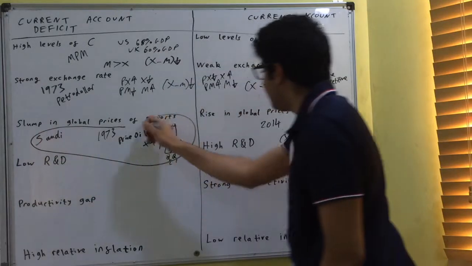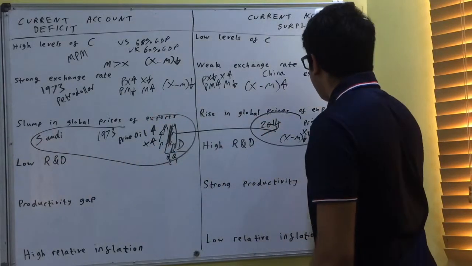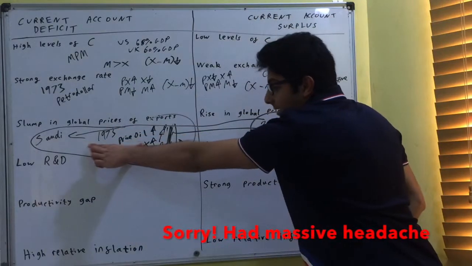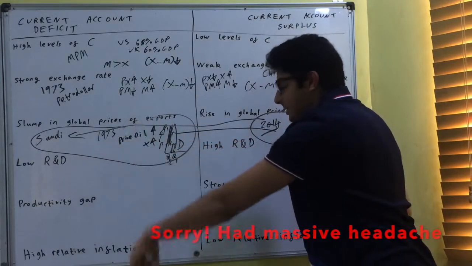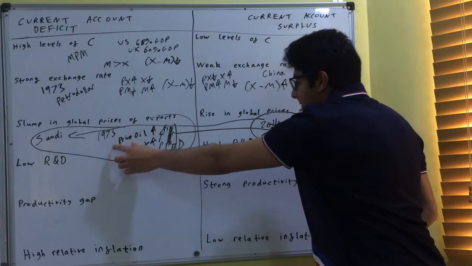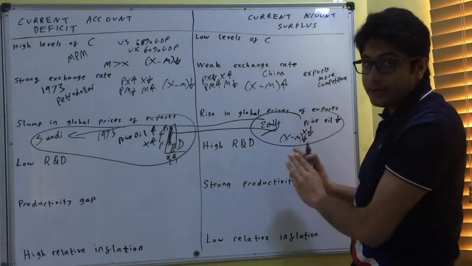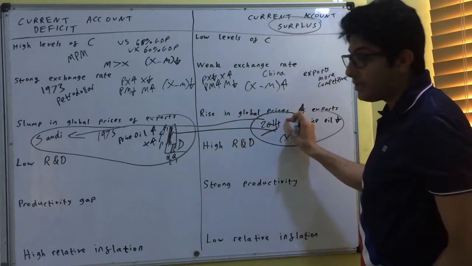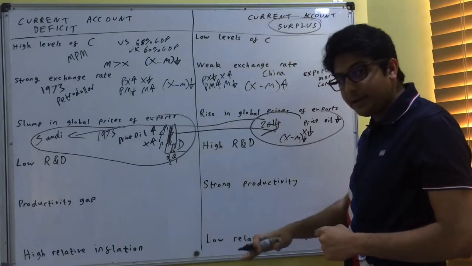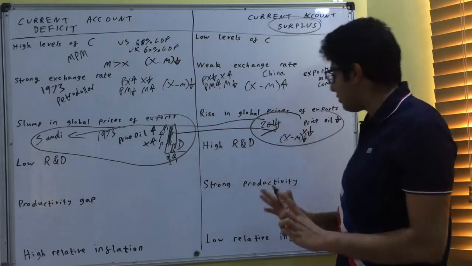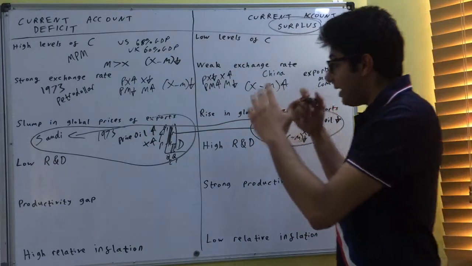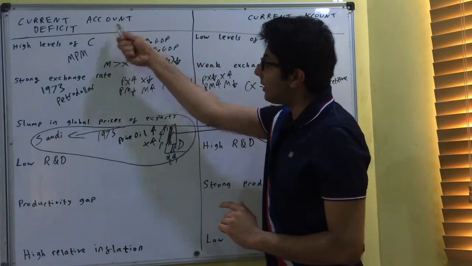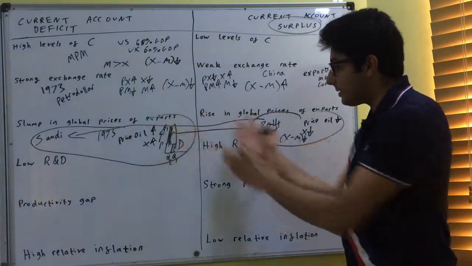This is supposed to go here, and that's supposed to go there. So with a rise in global oil prices, sorry about this mistake, for a rise in global oil prices, net exports increases, and that leads to a current account surplus. 2014, when the price of oil went down significantly, that meant the value of exports decreases, and that gives you a trade deficit, leading to a current account deficit. So these are flipped.